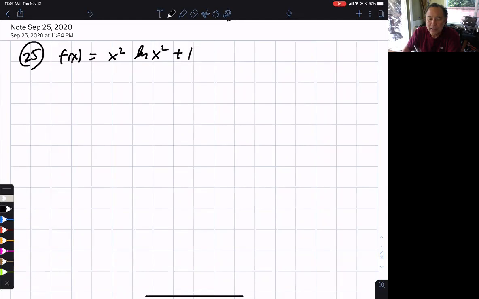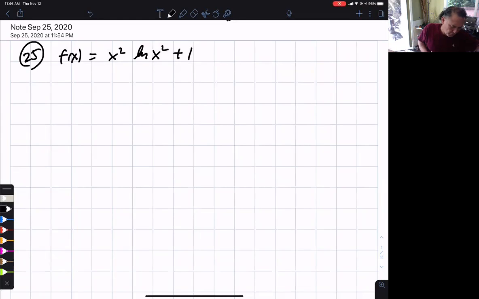And you have to know it can only occur at critical points. Critical points are the values of x where the derivative is 0 or the derivative does not exist. So again, we're assuming we're starting with a continuous function, which we have here.